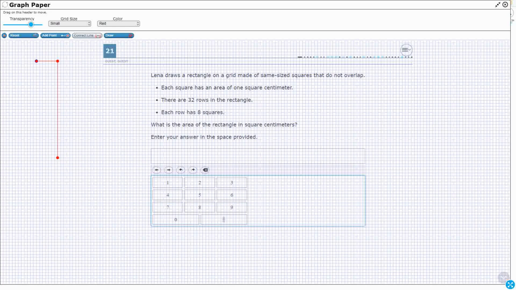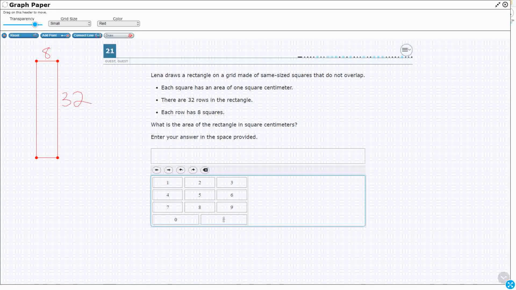I think that's 32, but honestly, those squares are so small, it's very hard to count. This is just going to serve as a representation for us, because we really don't need to count every single one of these squares. I would lose count. So let's say that we've got 8 squares in each row. We have a total of 32 rows. All right, so that's going to be my rectangle that Lena drew.